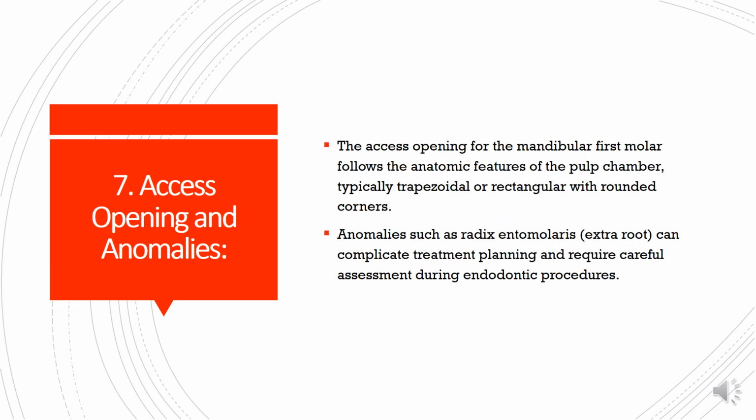Next is the access opening and different anomalies. The access opening for the mandibular first molar follows the anatomic features of the pulp chamber. Typically, the shape is trapezoidal or rectangular with rounded corners. Anomalies such as radix entomolaris, that is extra root, can complicate treatment planning and require careful assessment during endodontic procedure.